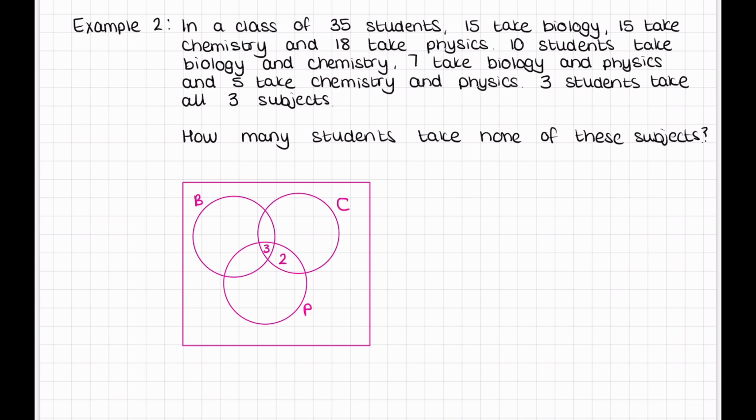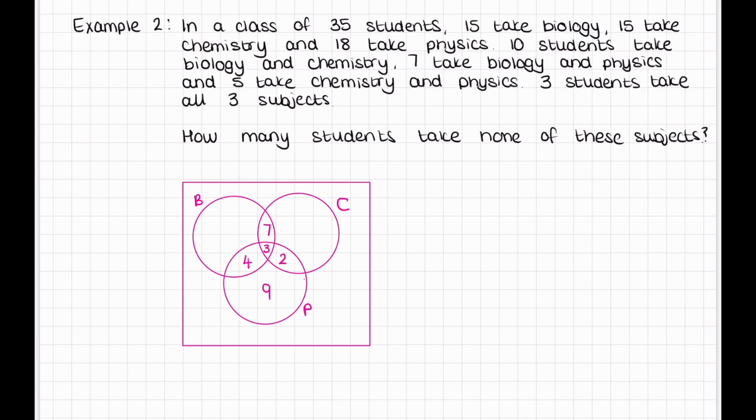We know 7 take biology and physics. We've already got the 3 included, which means that needs to be 4. Then we know 10 students take biology and chemistry. We've already got the 3, so that must be 7 to make that section add up to 10. Next, 18 students take physics, so the whole circle of physics has to add to 18. We already have a 4, 3 and 2, which is 9. So there's 9 left.